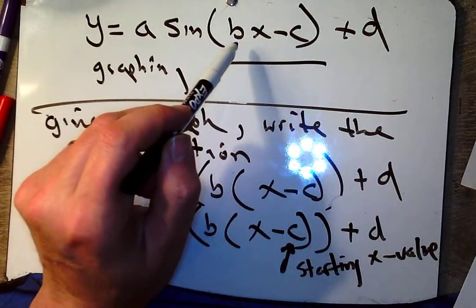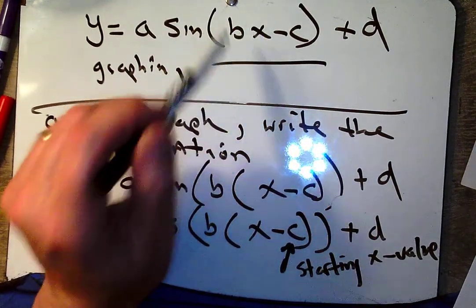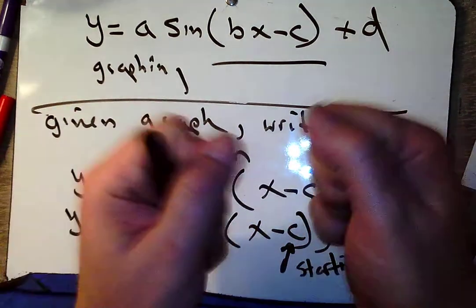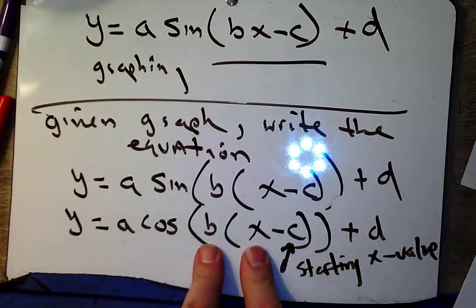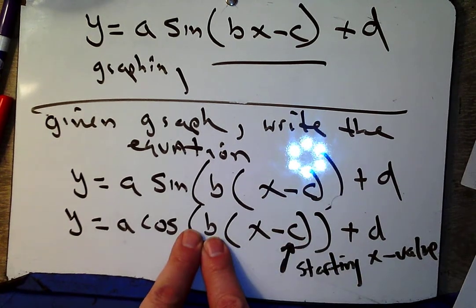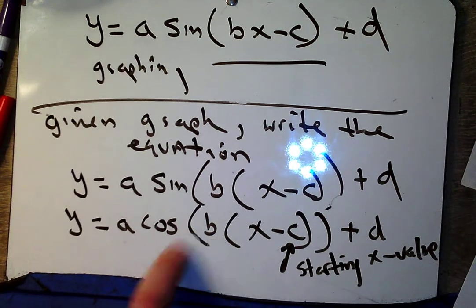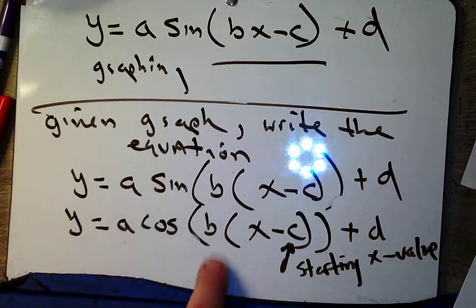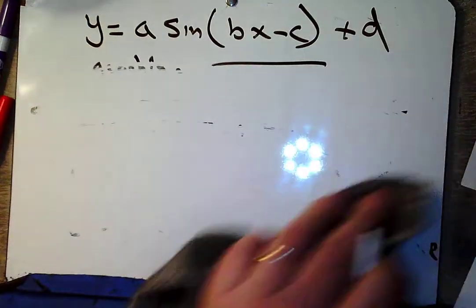Because in this situation, we have to take into consideration what's been done to the period. And in this situation, no, we don't. We can just read that value off the graph. And to find b, we're going to do 2 pi divided by period. So let's get some rules for finding these. And remember, when we go backwards, we're using double parentheses. It'll make our life much easier.